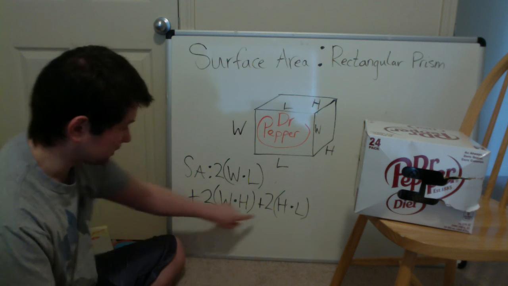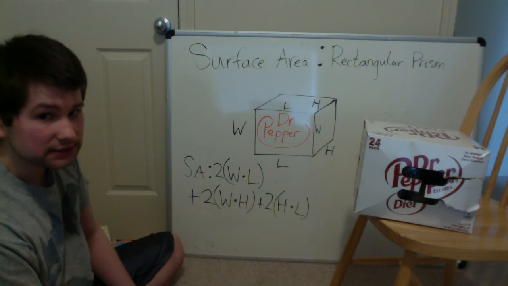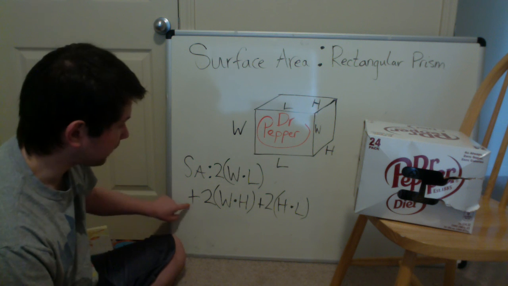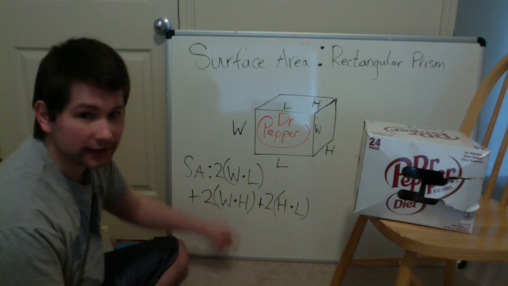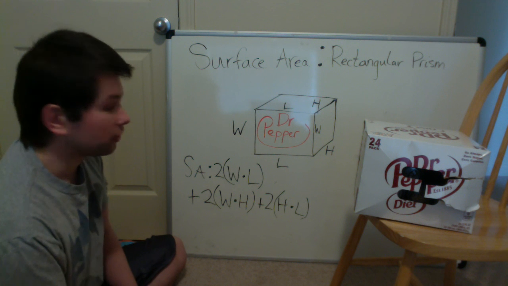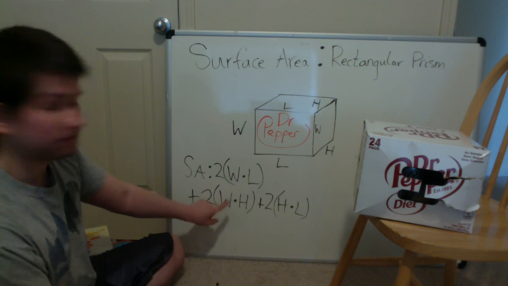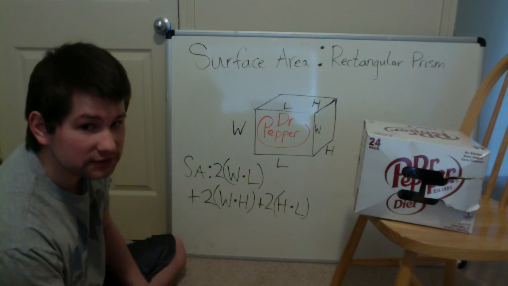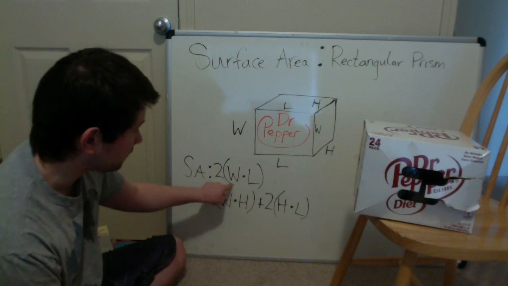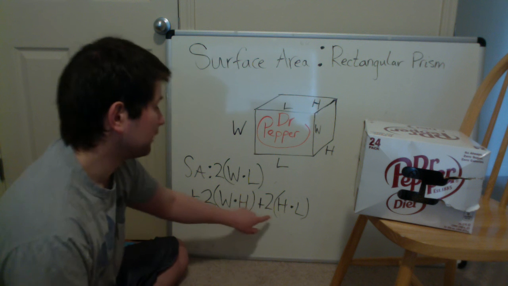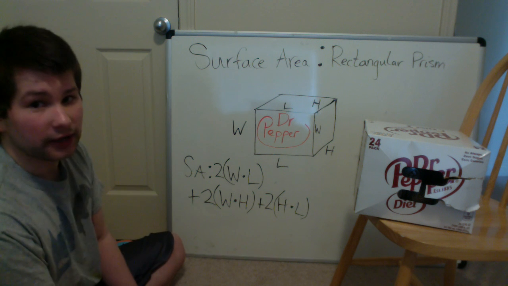2 sides, 2 sides, 2 sides. Notice that you multiply the dimensions for the sides, but then you add them up after you've done that, okay? Don't just multiply everything together. We're not doing volume. Notice a pattern here. We have every single combination of the dimensions multiplied together, right? Width times length, width times height, height times length, okay?